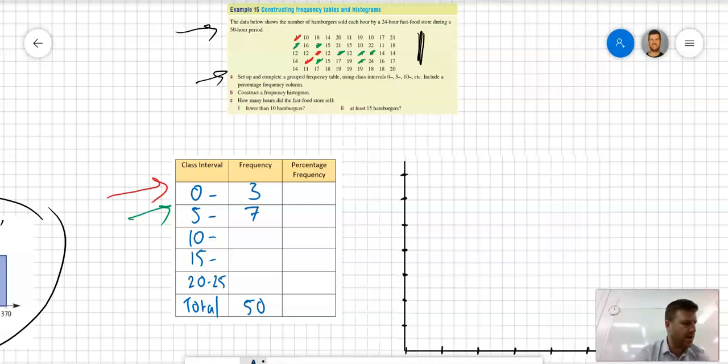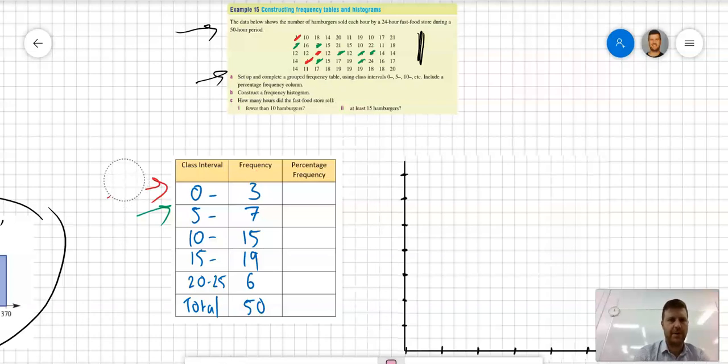Now I've done the rest, so I can just fill it out here. And I know, of course, that all these numbers add up to 50. And that's one way of making sure that you've included each data point. Now, to work out the percentage frequency, it's the frequency divided by the total, times by 100. So I'm going to do that for each one.